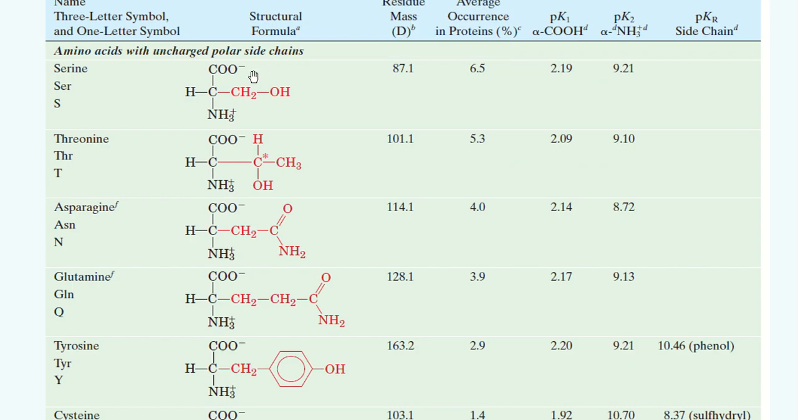Okay, so now we next look at the amino acids where the side chains are polar, but they do not contain charges on them. So the first one here is serine.